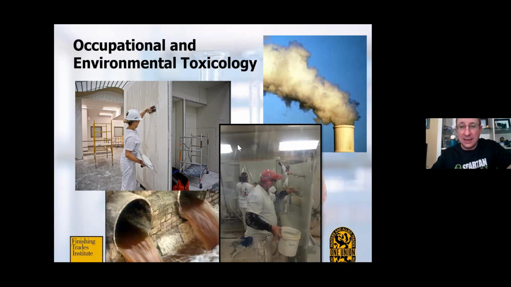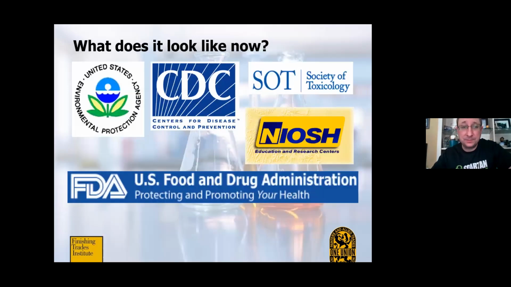And again, I can't say it enough. I don't know of an IUPAT job that's not connected somehow to chemical use. So what does it look like today? We've got a lot of different organizations up here. Some of them study chemicals and their effects on the body, more traditional toxicology type work. Others use what toxicologists do to create standards, and some do all of it together.